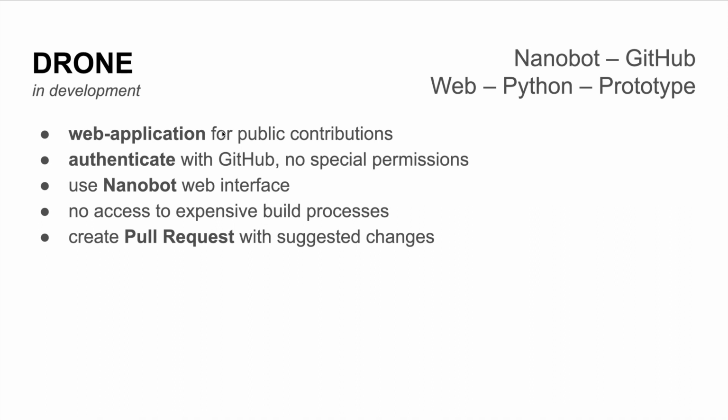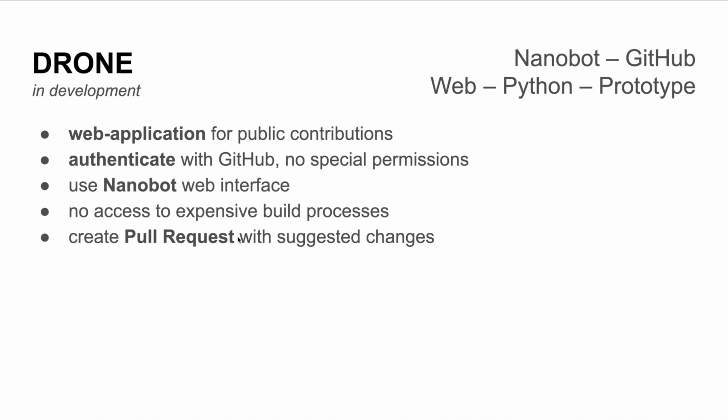So whereas Droid is designed for trusted contributors who are allowed to run expensive processes like reasoners and massive imports, the idea of Drone is to allow for public contributions on a smaller scale. They would again authenticate with their GitHub credentials, but no special permissions would be required. They'd be allowed to use the nanobot interface I just showed you, but they wouldn't have access to expensive build processes, until they become a trusted developer.